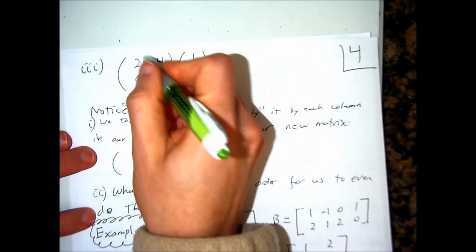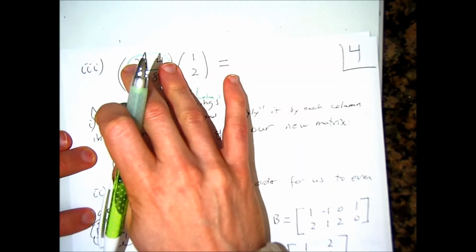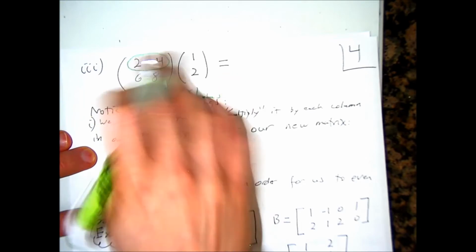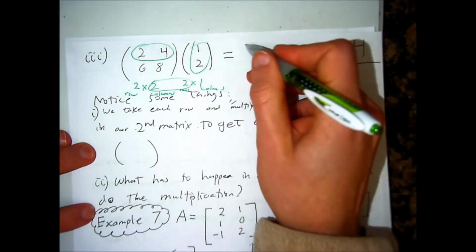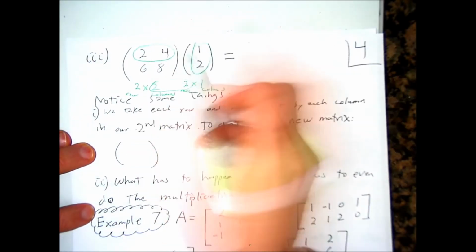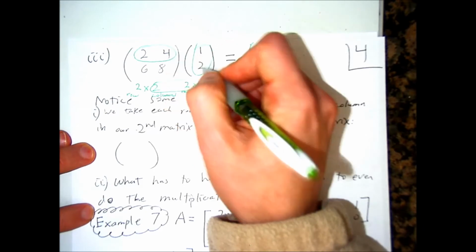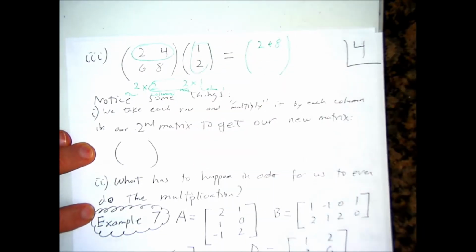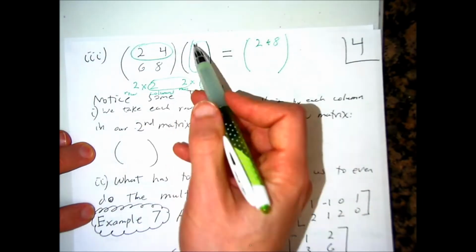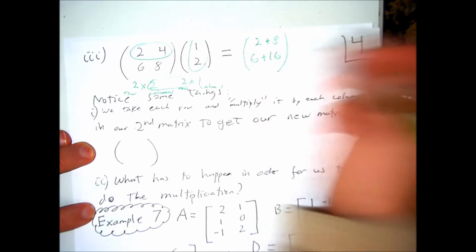And the reason is because when you're doing it, as you think of the rows multiplying the columns, clearly you have to have the same number. So 2 times 1 is going to give me 2, plus 4 times 2 is going to give me 8. Okay? 6 times 1 is 6, plus 8 times 2 is 16.